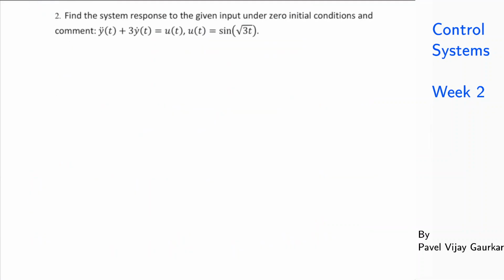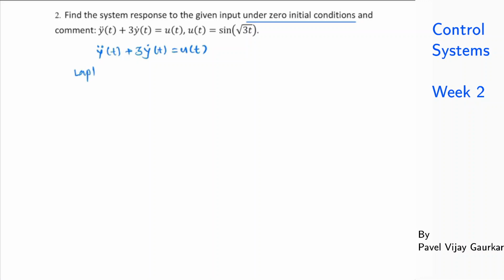Now coming to the second question, here we have to find the system's response under zero initial condition and make certain comments, or we'll see some observations. So here the given system is y double dot of t plus 3 into y dot of t is equal to u of t.